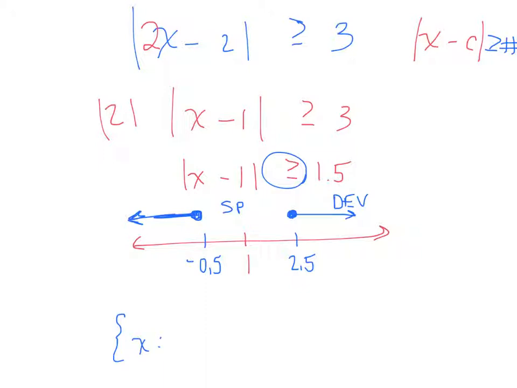Okay, now do me a favor. It's going to be an or statement, right? Not an and. So let's write them as separate things with x first. So start with x. X is smaller than or equal to -0.5. Good. Or x is greater than or equal to 2.